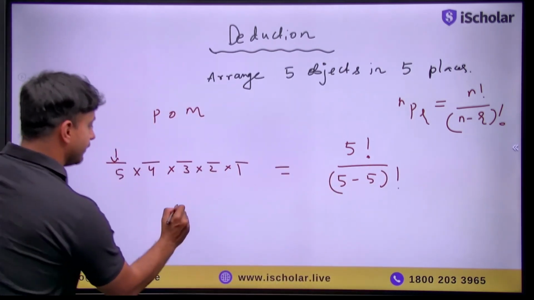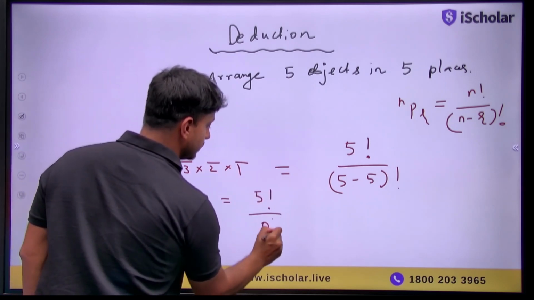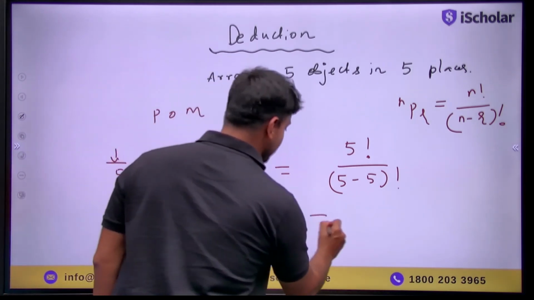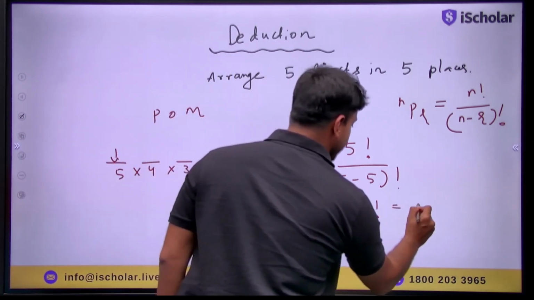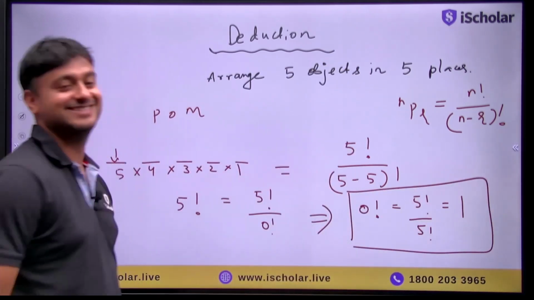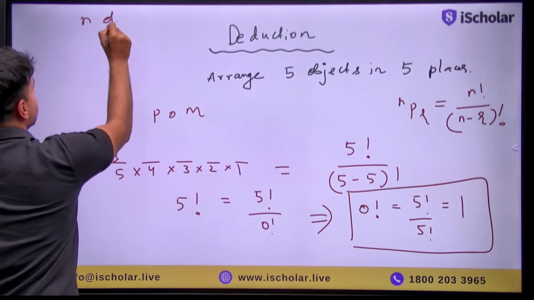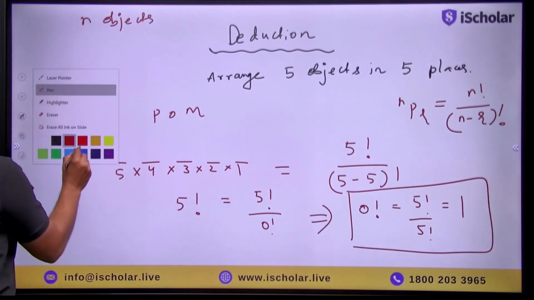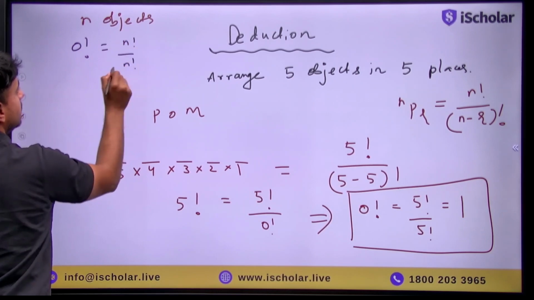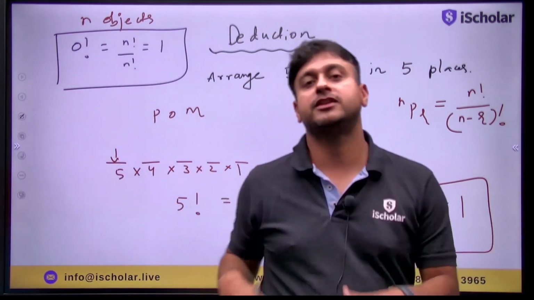So what we will get is 5 factorial, this is also 5 factorial, equal to 5 factorial by 0 factorial. And from there you can say that 0 factorial will go up, so 0 factorial will come as 5 factorial by 5 factorial, which is nothing but 1. Similarly, I could have done this experiment on n objects. So for n objects, I would have got that 0 factorial is n factorial by n factorial, which is again 1. So that is the reason why 0 factorial is 1. Here I have used the method of deduction.